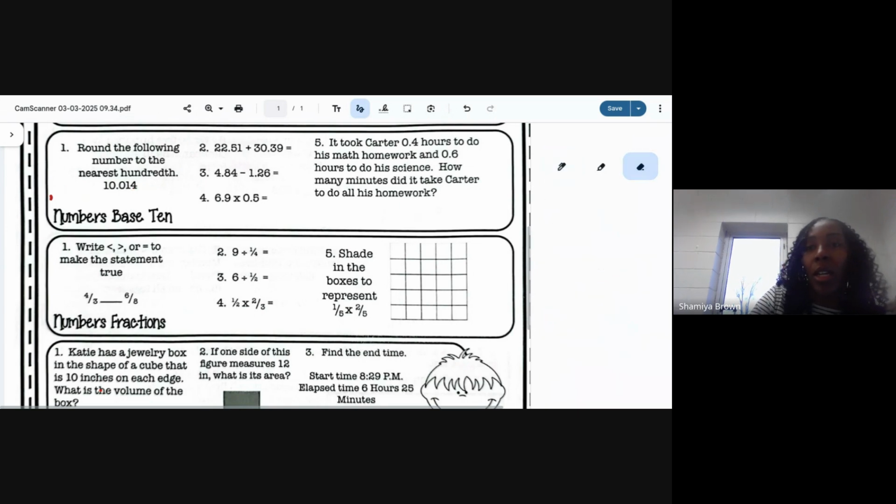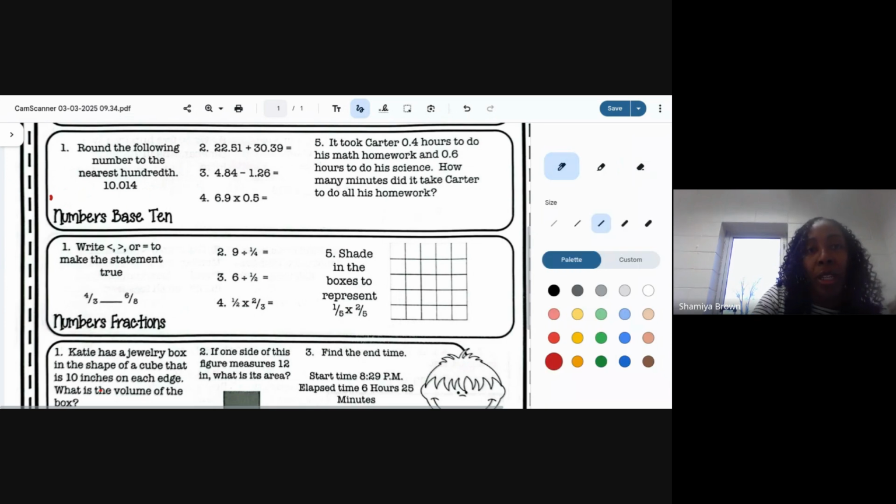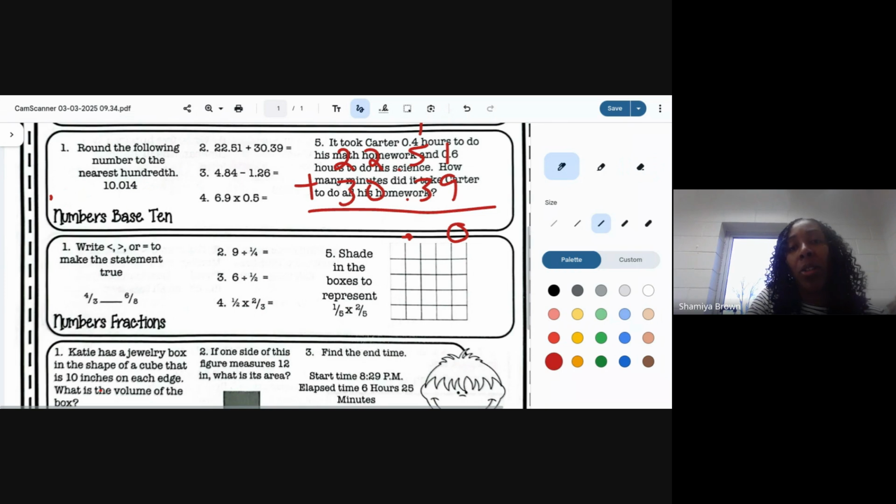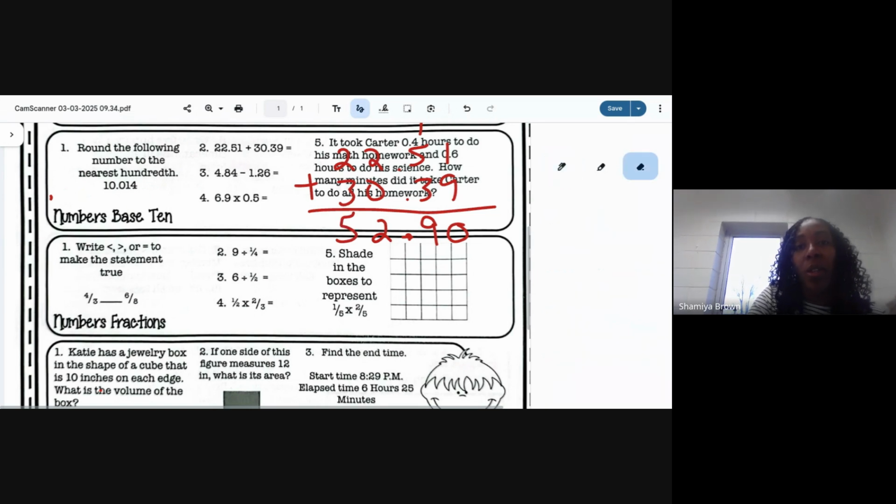Next one is an adding problem with decimals. This one is easy because it's already lined up for you. So we have 22 and 51 hundredths plus 30 and 39 hundredths. You have to just make sure your decimals are lined up. You can go ahead and put your decimal there for the answer because that's where it will be. 1 plus 9 is 10. Put my 0, carry my 1. 1 plus 5 plus 3 is going to be 9. 2 plus 0 is 2, and 2 plus 3 is 5. So 52 and 90 hundredths.